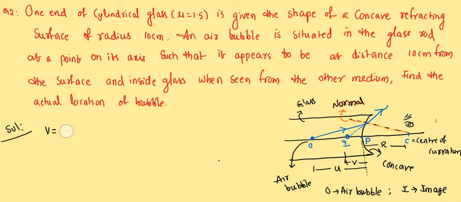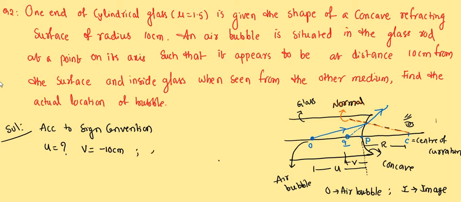We have to take it according to the sign convention. You must apply the sign convention rule. Now according to the sign convention, what do we write here? The object distance we don't know, the original position of the object we have to find out. The image of the air bubble which is in the glass appears at 10 centimeter distance when we observe from the other surface.